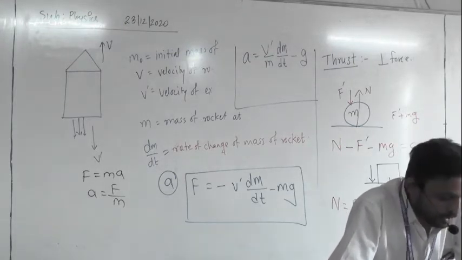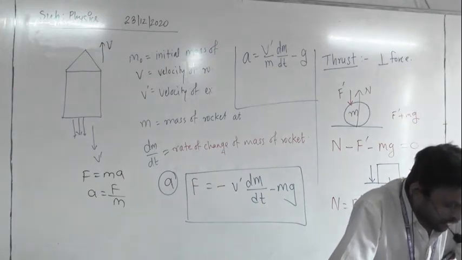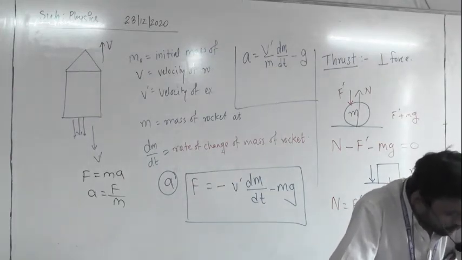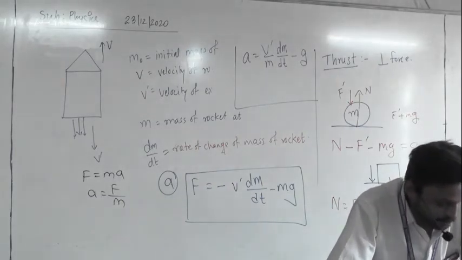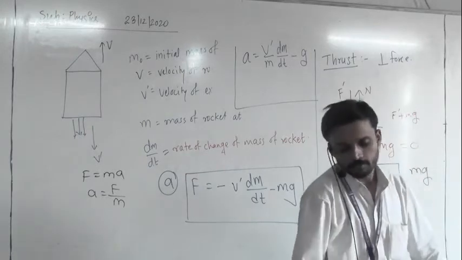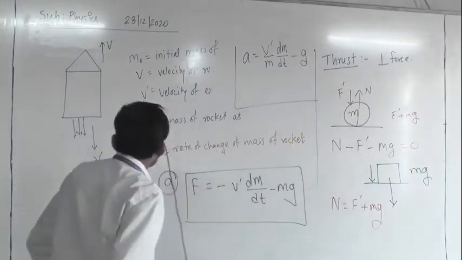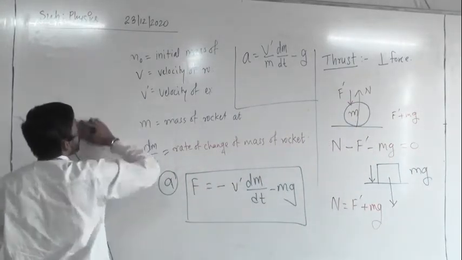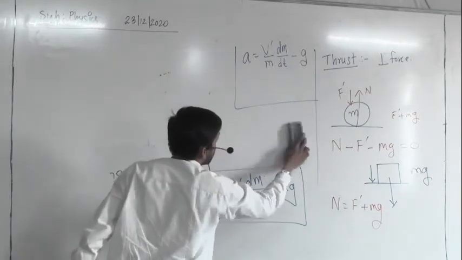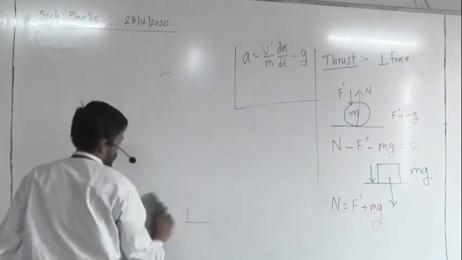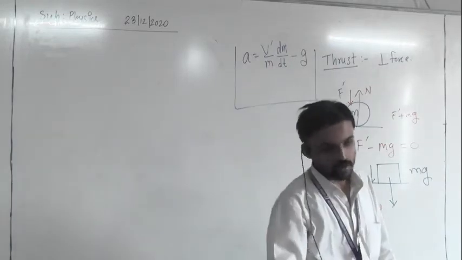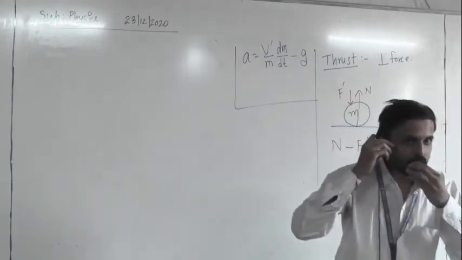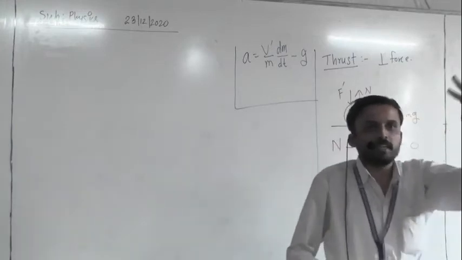Instantaneous velocity of the rocket. We don't have to... how we can get v? From displacement, the velocity is here.